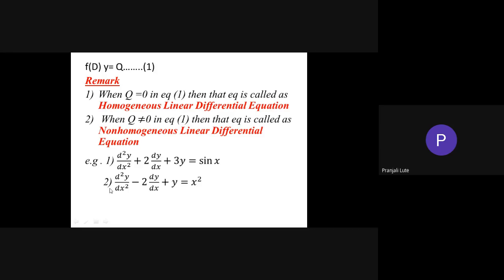We take another example, d square y by dx square minus 2 dy by dx plus y equal to x square. Same here, this is the differential equation. Here again, d square y by dx square is the highest derivative, and the power of that highest derivative is 1, meaning the degree of that differential equation is 1, and the coefficient of each term is constant. So we call this equation a linear differential equation with constant coefficients.